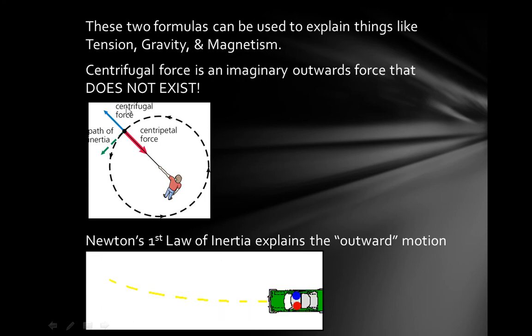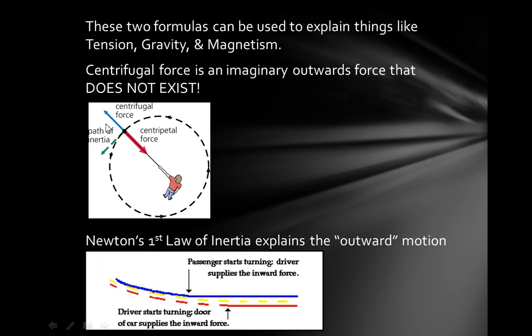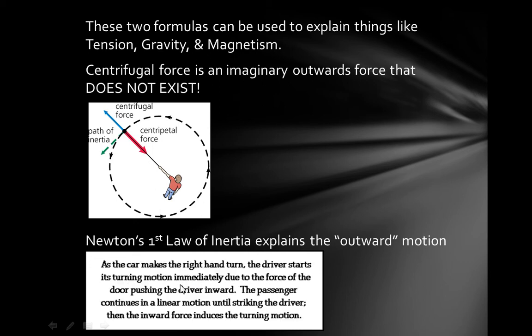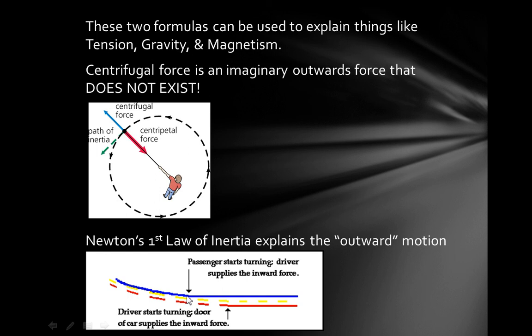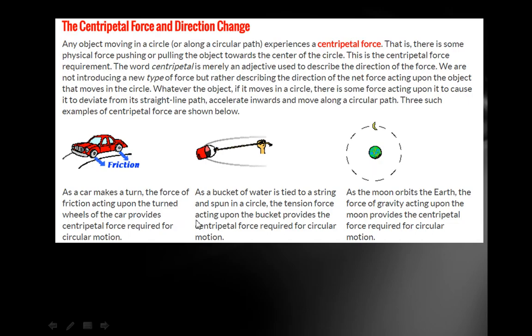So this outward force is just a common misconception that doesn't actually exist. So there's no force pushing the blue person outward. The actual force is inward, the acceleration is inward, and then the blue person, because of inertia, will want to stay in the same path and then basically hit the person beside them.